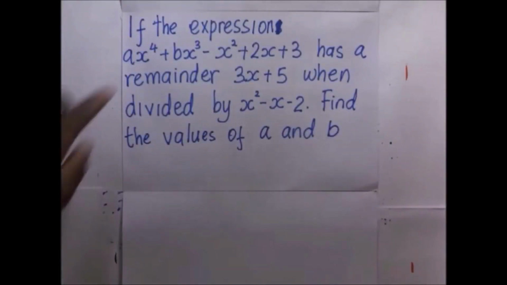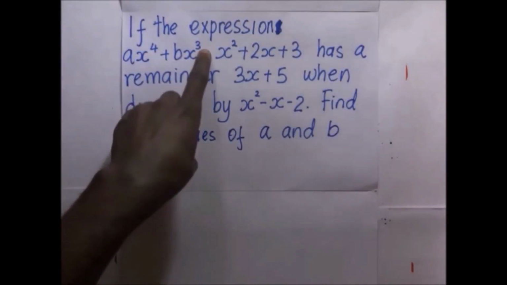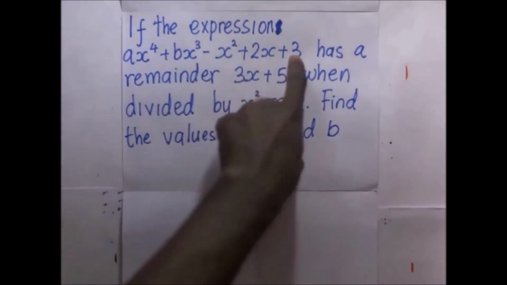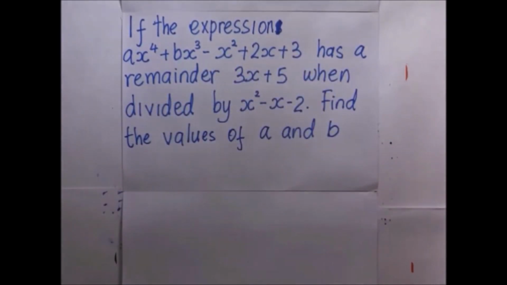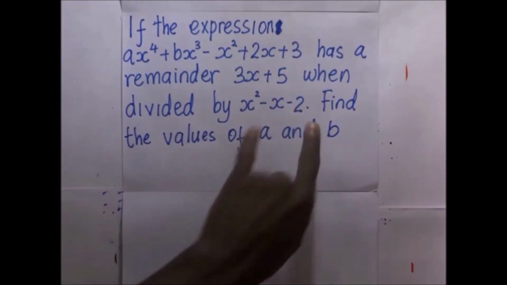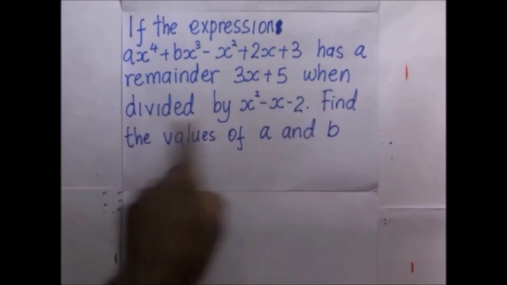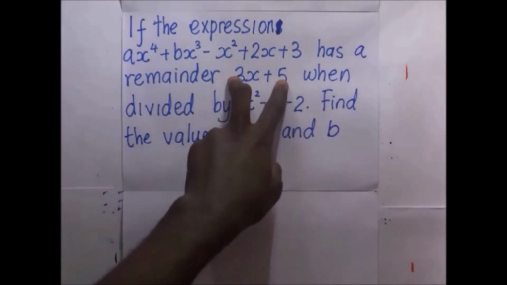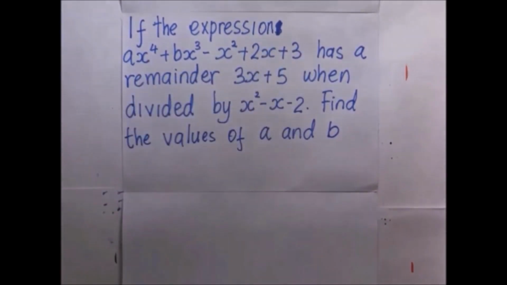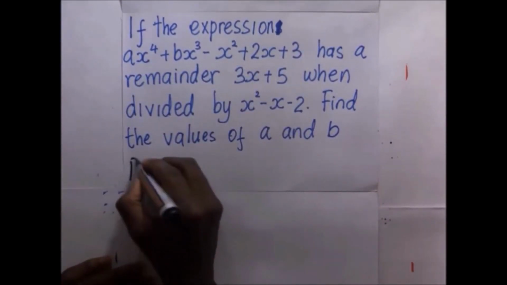If the expression ax to the power 4 plus bx to the power 3 minus x squared plus 2x plus 3 has a remainder 3x plus 5 when it is divided by that, find the values of a and b. This means this is our divisor, because they're telling us when it is divided by that. This is our remainder, and this is our polynomial. Let's first state those categorically.